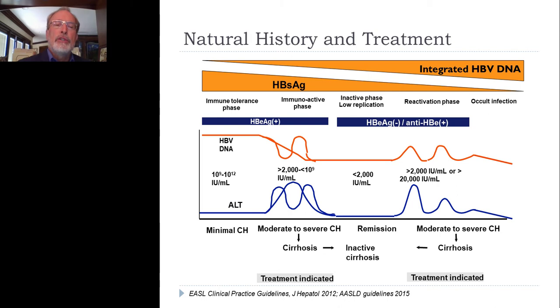These are the new EASL terms that I find very attractive and what I apply in my practice. If somebody has a normal ALT but high DNA, we're going to call that chronic infection. We used to call it immune tolerant, but we're not using that term anymore. E antigen positive with elevated liver enzymes, elevated DNA, chronic hepatitis.